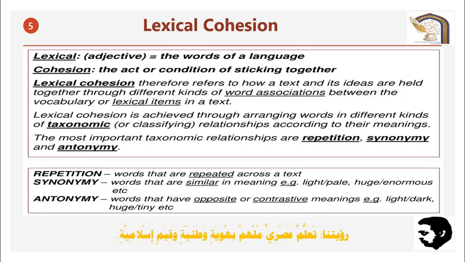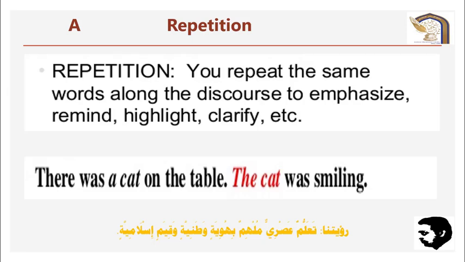Lexical cohesion is achieved through arranging words in different kinds of taxonomic or classifying relationships according to their meanings. The most important taxonomic relationships are repetition, synonymy, antonymy, and collocation. Repetition is clear. You repeat the same word along the discourse to emphasize, remind, highlight, clarify, etc. For example, there was a cat on the table. The cat was smiling. Here, the word cat was repeated to emphasize its existence.